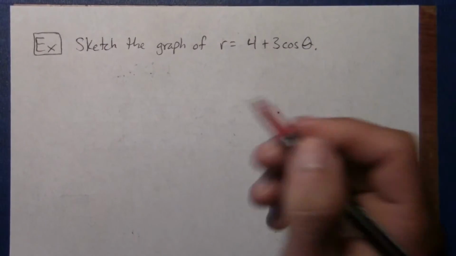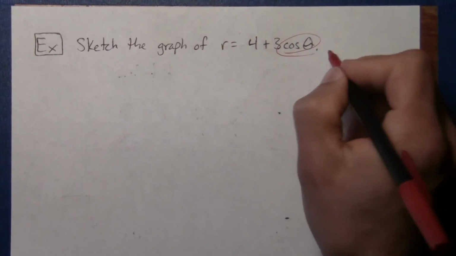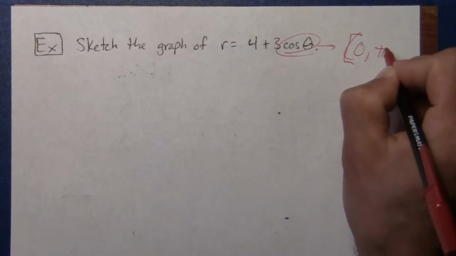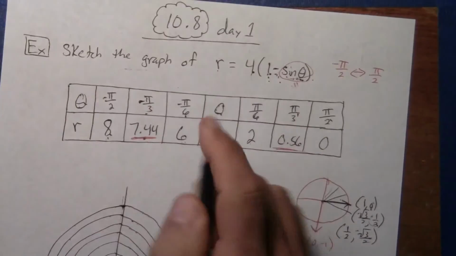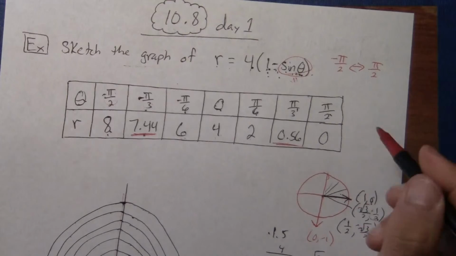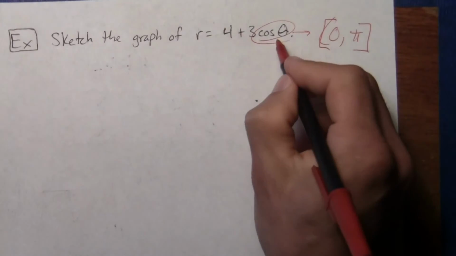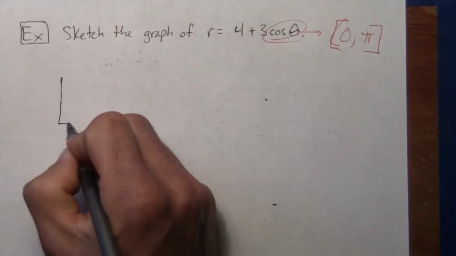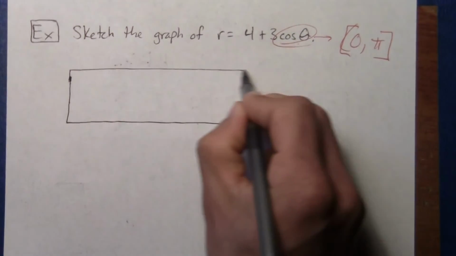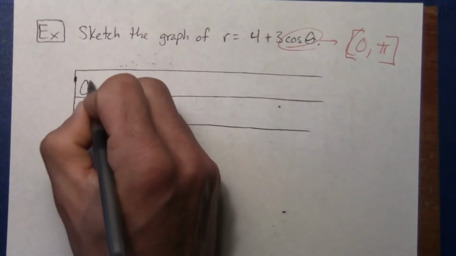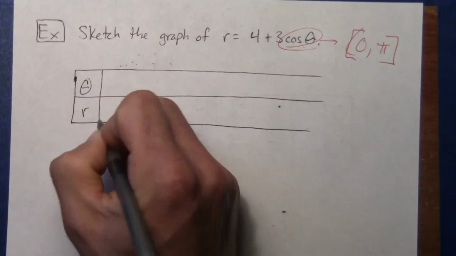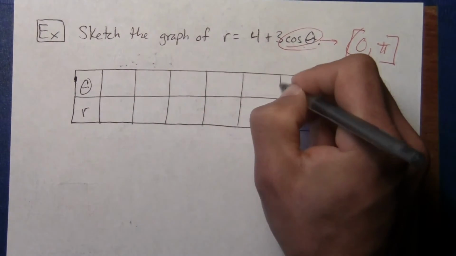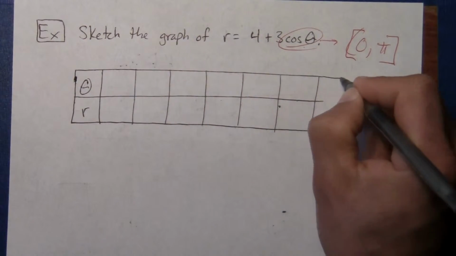Alright, so now looking at this one, same idea, this time it's cosine. The restrictions for cosine are from 0, including 0, to pi. So when I make my little table, I'm going to go from 0 to pi. And because it's cosine, it's like an x value, it's going to reflect over the x-axis. So let's go ahead and give ourselves a table again. And I'm going to put theta on top, r on the bottom. You can do that however you want. Give yourself 7 spaces. 4, 5, 6, and 7.